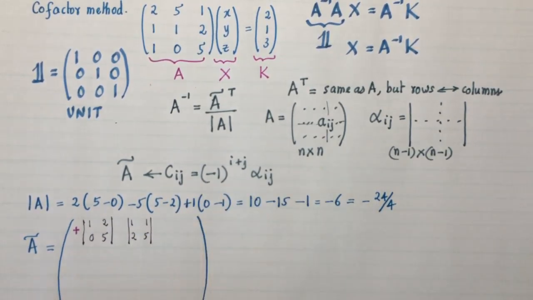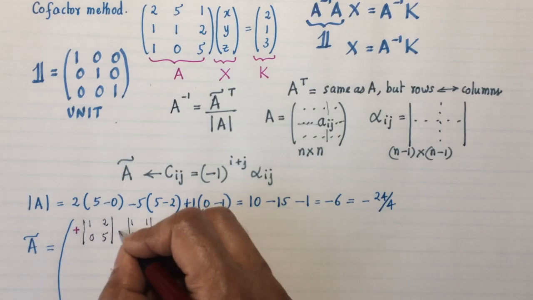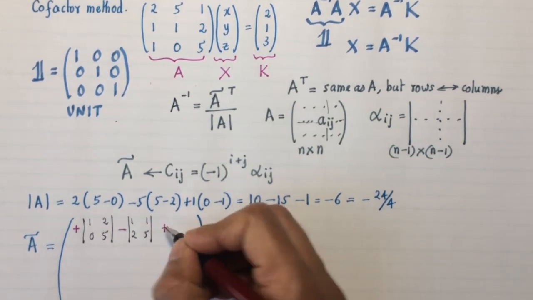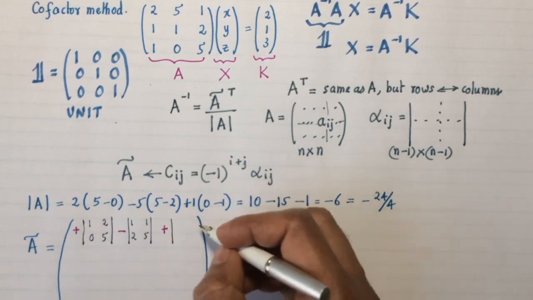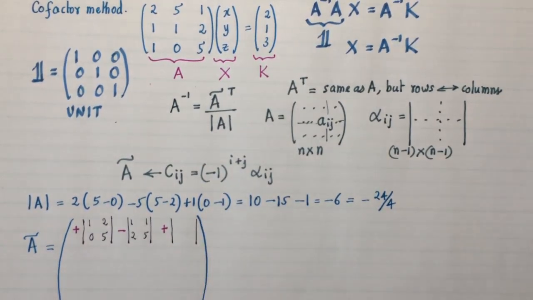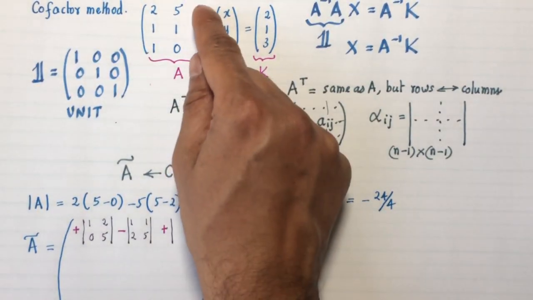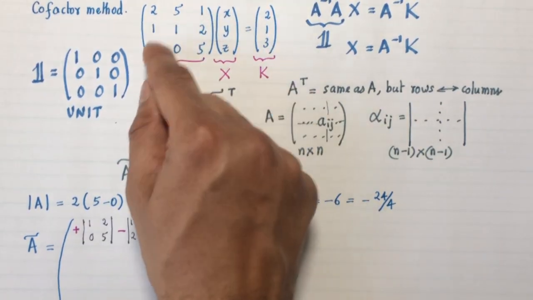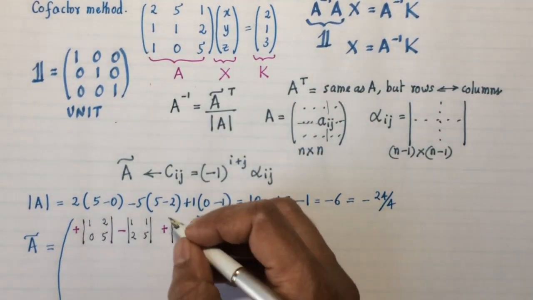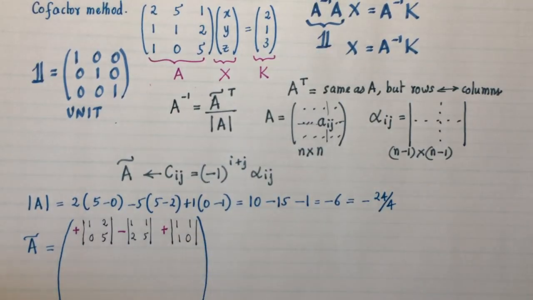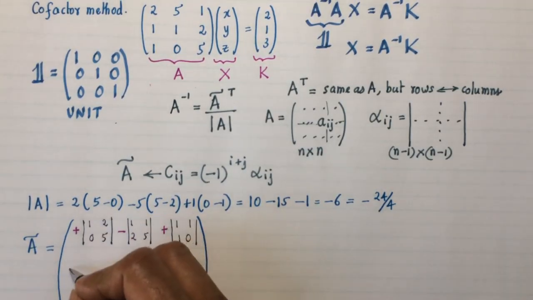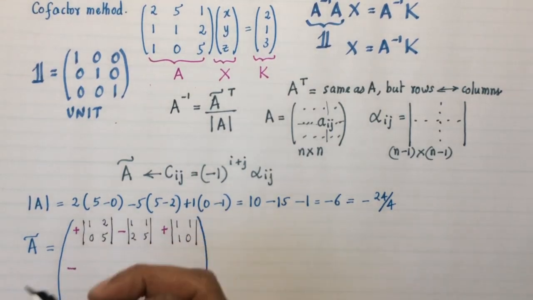Once you do this a couple times, it becomes really second nature to you, and there'll be plenty of practice problems in the homework. The last cofactor on the first row is 1, 1, 1, 0. Second row, that's minus 1 to the power second row plus the first column, so it's minus 2 plus 1, which is minus.